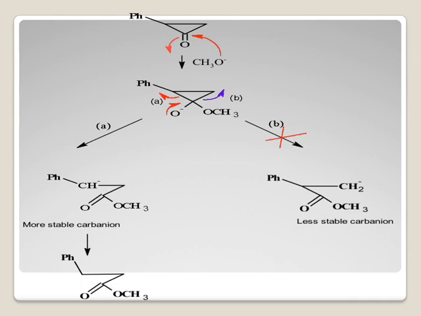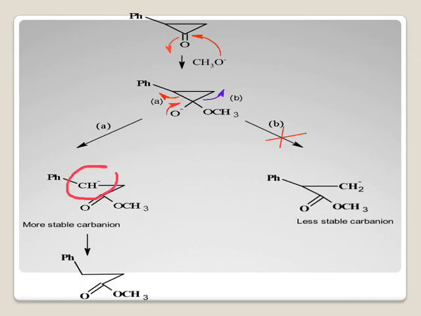Now if route B is followed, means driving force is negative charge on this oxygen atom, so those electron pairs will shift here to form a carbon oxygen double bond, and then there are two possibilities. If we break this bond, the one with the blue color, that is route B, then we get this carbanion. You can see negative charge is present on this carbon, CH2 minus. If route A is followed, then this ring opens, bond cleaves, and we get this carbanion where we have this negative charge on carbon.